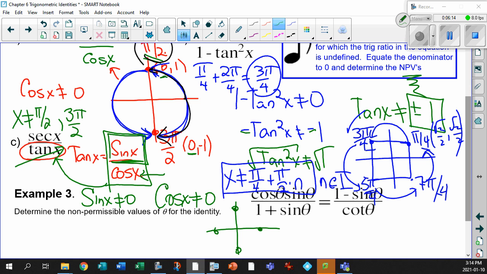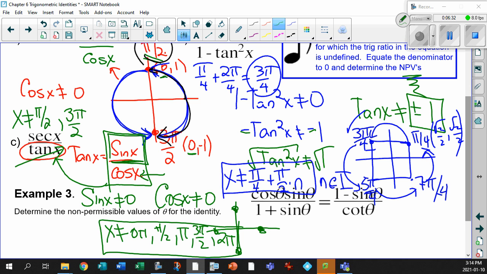So if you think about it, x cannot be equal to 0, pi over 2, right over here, pi, right over here, 3 pi over 2, and finally, 2 pi. So it can't be equal to all of those things.